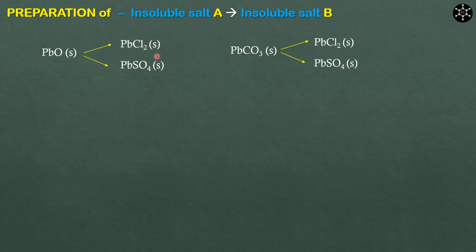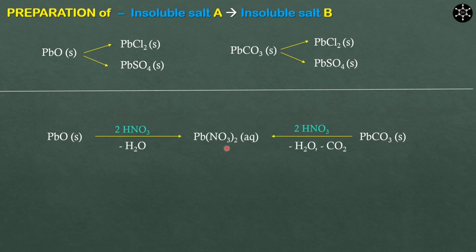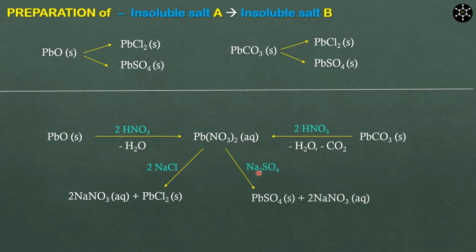If our interest is to prepare insoluble lead chloride and lead sulfate from insoluble lead oxide or from insoluble lead carbonate, then in the first step, we need to convert these insoluble salts into soluble lead nitrate by treating with HNO3, that is nitric acid. Further, this soluble lead nitrate has to be treated with an appropriate reagent to get the products. To get lead chloride, lead nitrate has to be treated with sodium chloride, and to get lead sulfate, lead nitrate has to be treated with sodium sulfate.